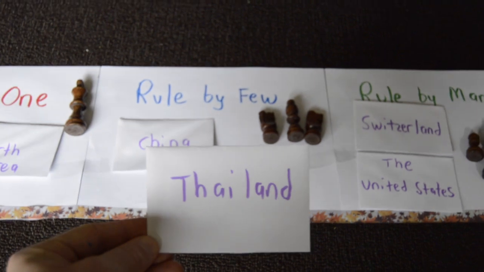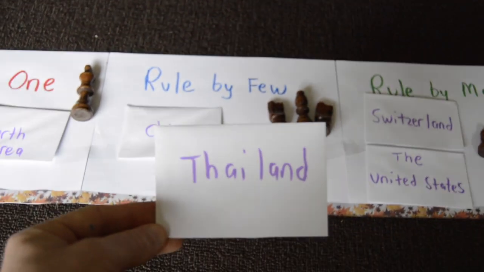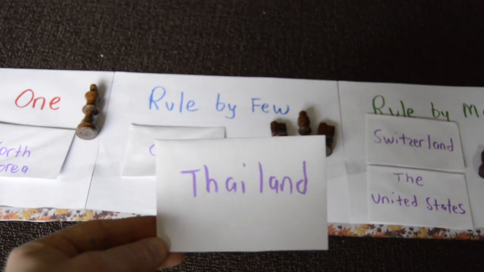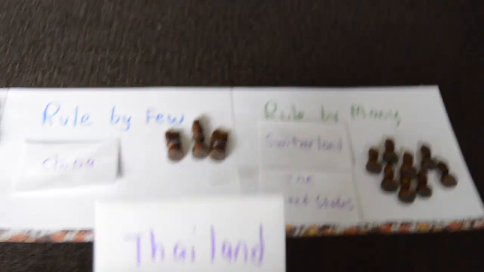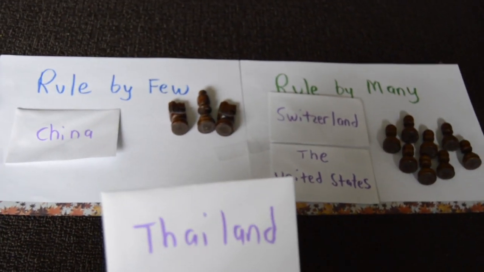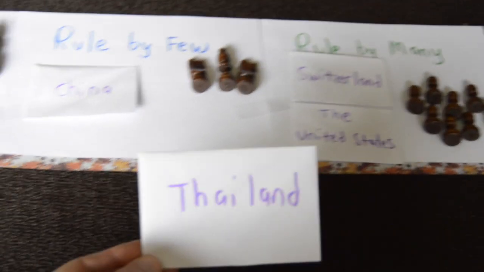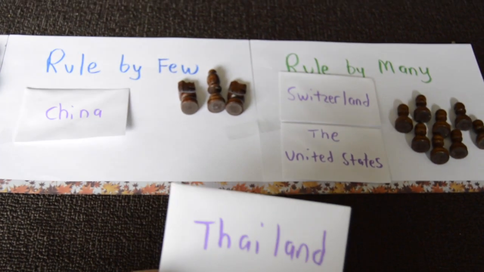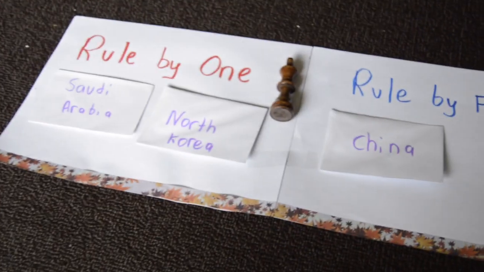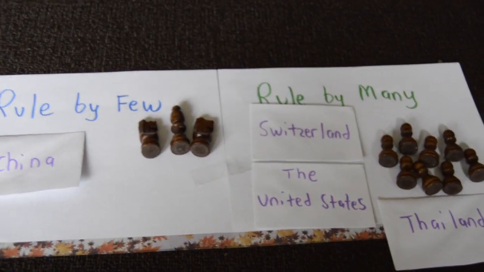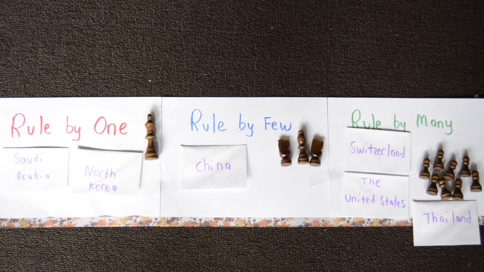We just learned that Thailand has a king, but that the king doesn't have much direct power over what happens in the country. So that doesn't sound like rule by 1 to me. It also says that citizens get to elect members of parliament. So I would put it in one of these 2 categories. Based on the description that we just read, I think it belongs in rule by many. You can put it in whatever category you want as long as you have a good reason why. Here's a quick look at what my final product looks like.